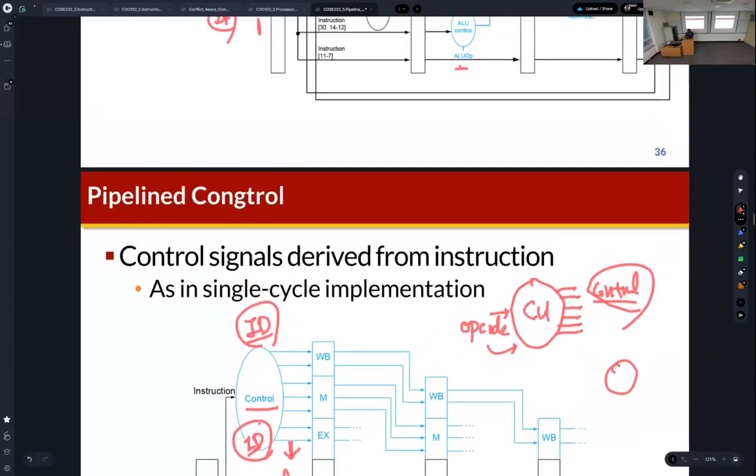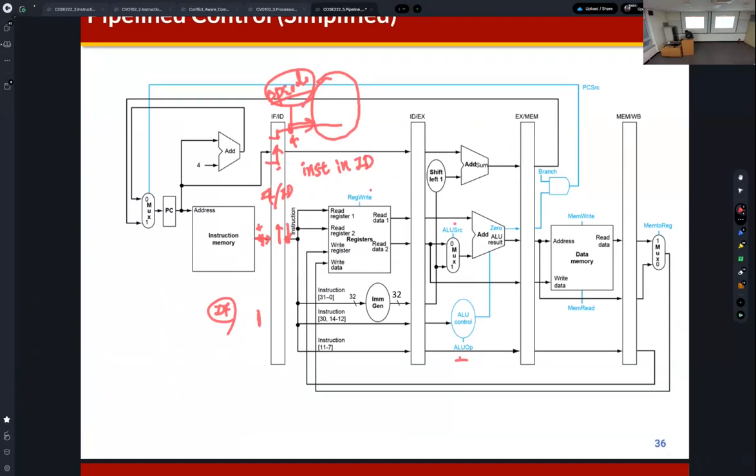But if we look at this figure, we can find that ALU source is in the EX stage, right? And how about the mem write? Mem write is in the memory stage. Mem read is in the memory stage. Mem to reg is in the write back stage. So what I want to say is that control signals are generated in the ID stage. So these are control signals in ID.